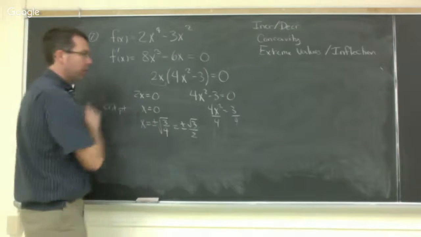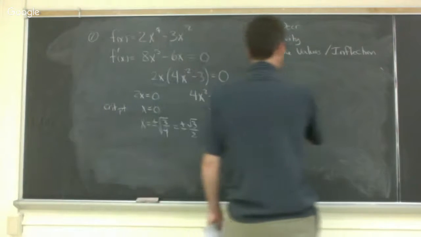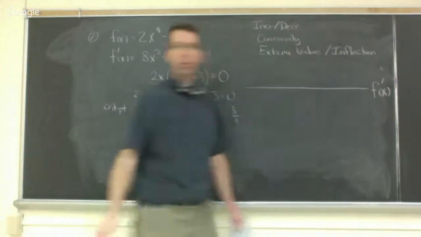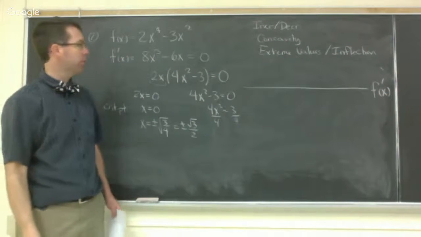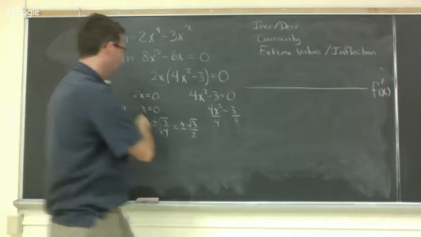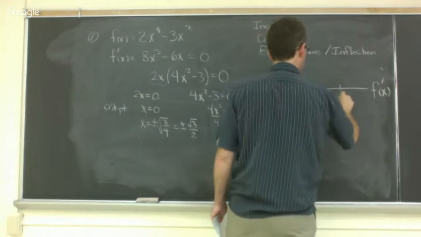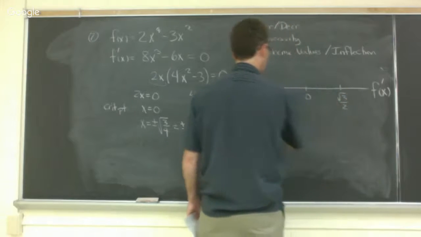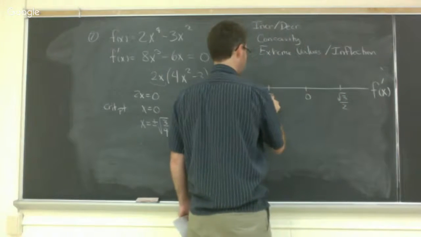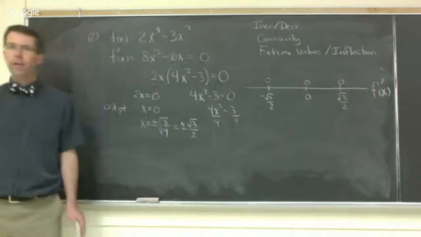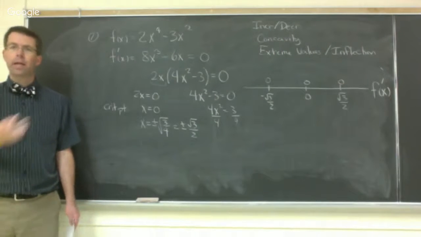Okay. So those are my critical points, and we're going to use that to interpret the signs of this function f prime. So we have 3 critical points: 0, square root 3 over 2, and minus square root 3 over 2. Those are the 3 locations where it's equal to 0, and I need to decide if it's plus or minus.